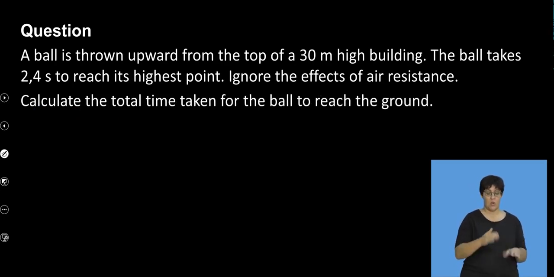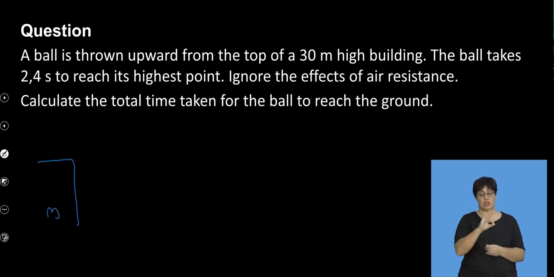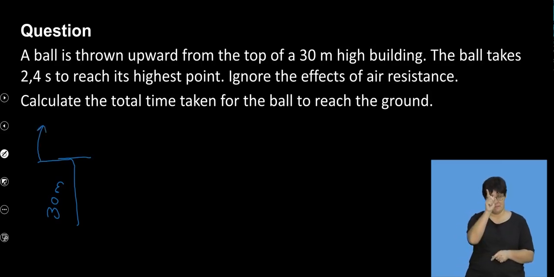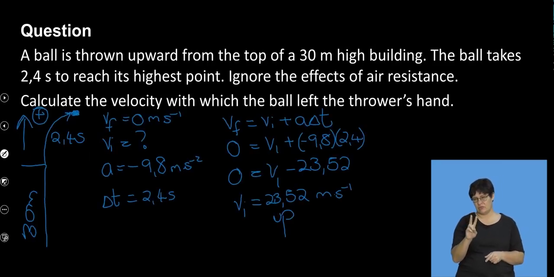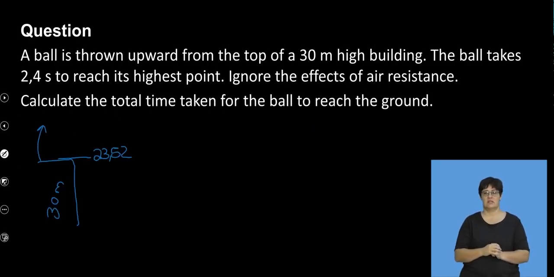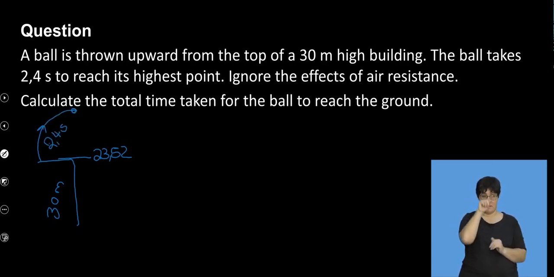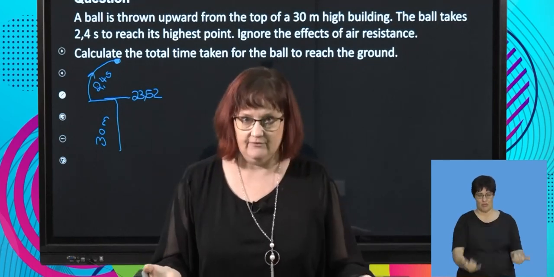Now they want the time it takes for the ball to reach the ground. So we remember we've got 30 meters here. We've just worked out that the ball's going up at 23,52, if I'm remembering correctly. And we know that it takes 2,4 seconds to get here. And now they want the total time. This is where vectors become very special because of our sign convention. So we can't change the sign convention.